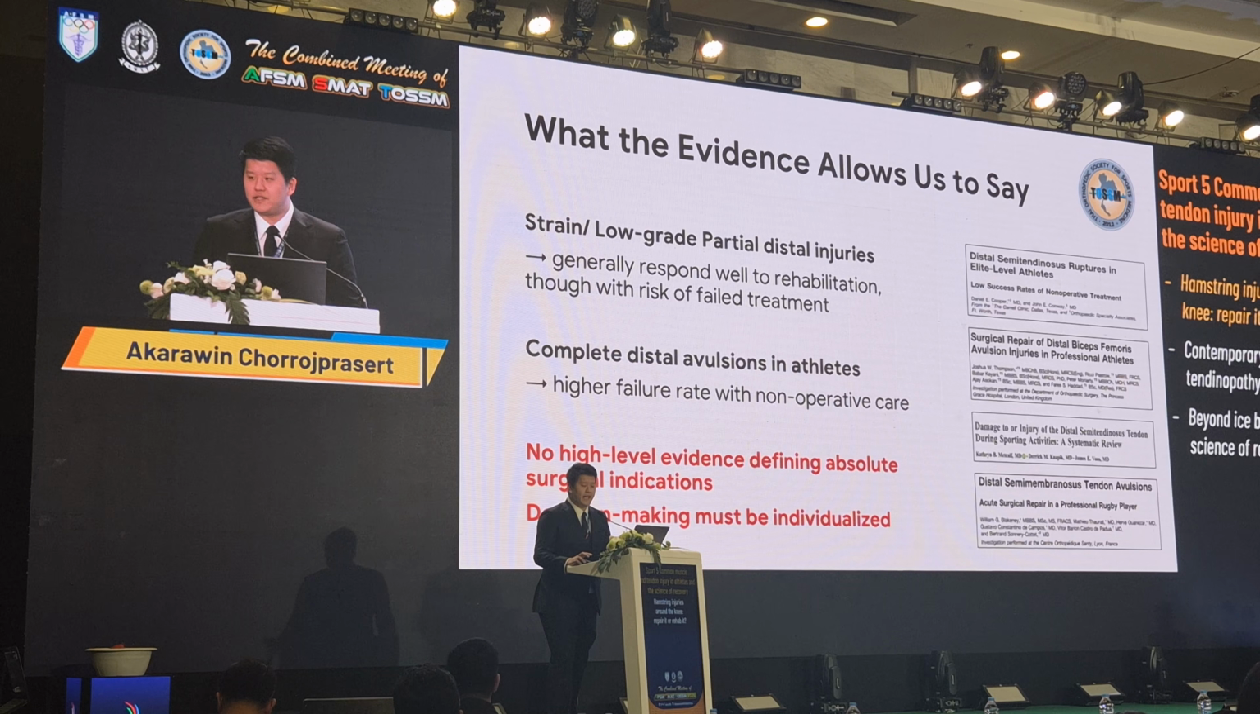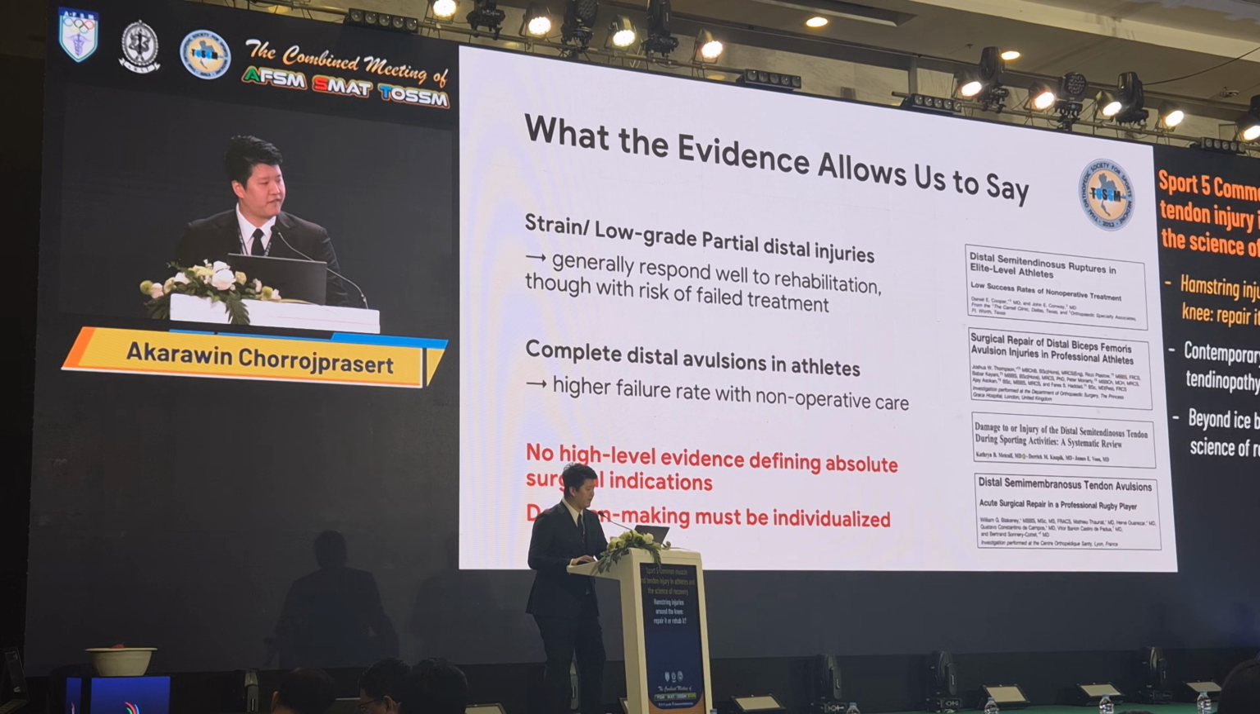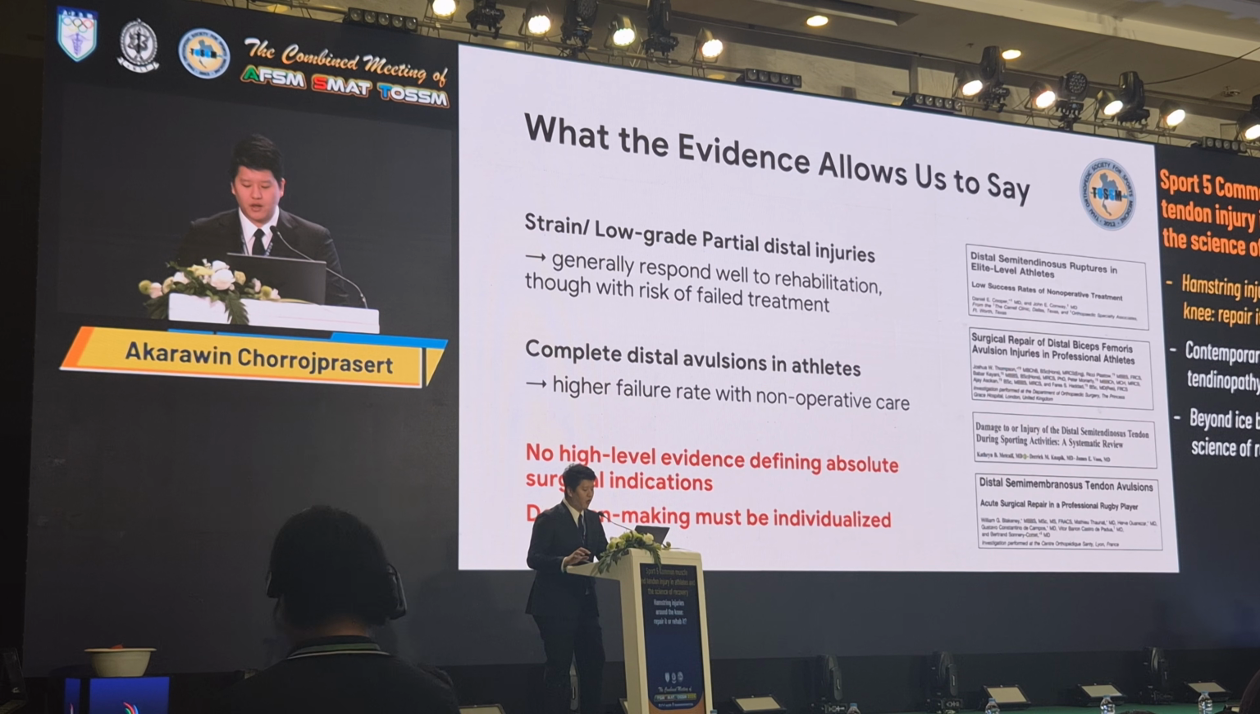But despite these limitations, several consistent themes emerge. Strain or low-grade partial distal injuries generally respond well to rehabilitation, although there remain risks of failed treatment. Complete distal avulsions in athletes demonstrate a higher failure rate with non-operative care. Importantly, there is no high-level evidence defining absolute surgical indications, so decision-making must be individualized.